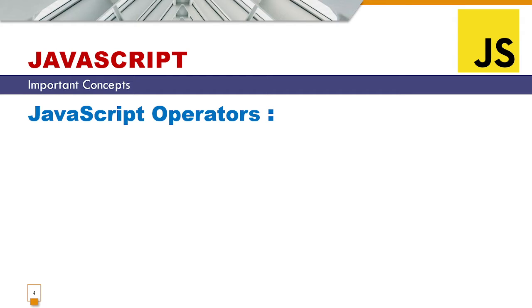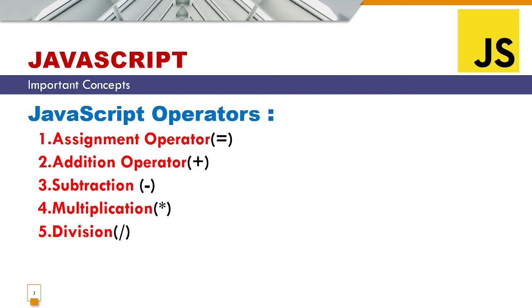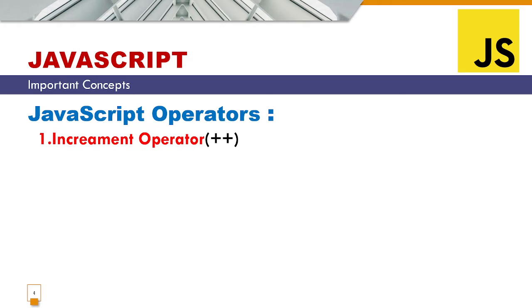Today I am going to discuss JavaScript operators. There are three concepts I want to discuss with you today. One is the increment operator. The increment operator is used to increase a value by one. For example, if the present value is one and you increase it by one, then it becomes two.